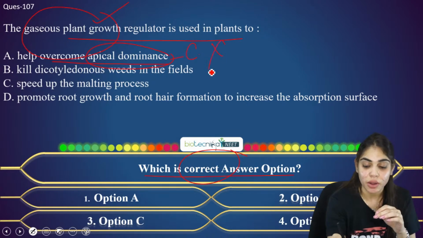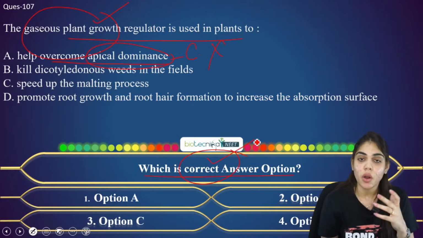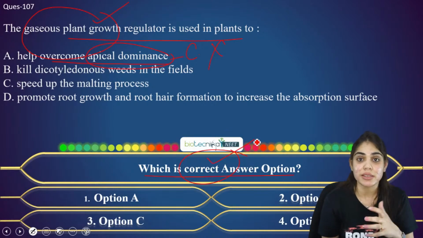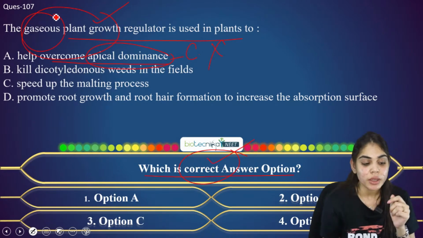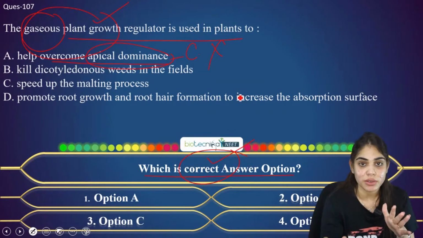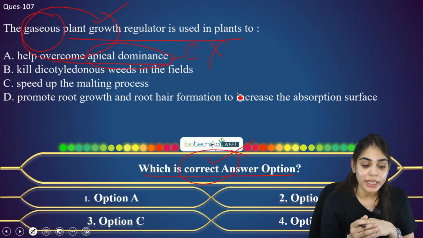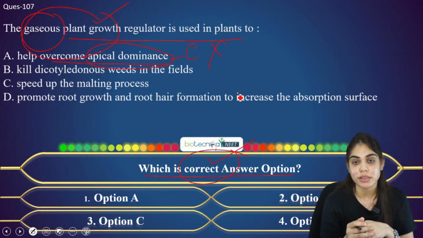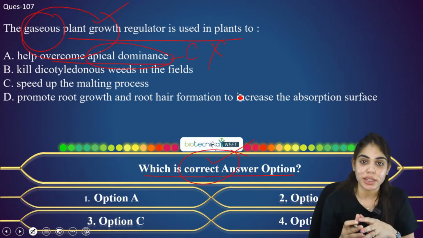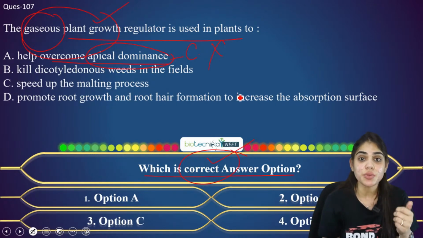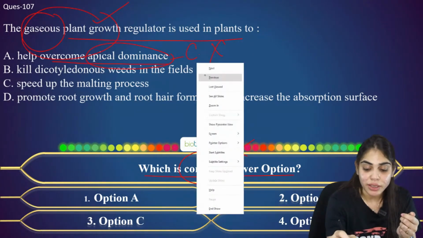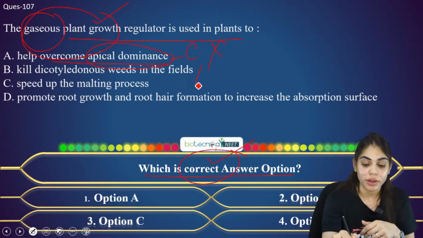So this option is wrong, because we have to select the correct option which signifies the function of the plant growth regulator that is gaseous in nature, and that is ethylene. So this option is wrong for sure. Now let's see the second option. It kills dicotyledonous weeds in the fields. When I was taking the NEET revision series for these plant hormones, I mentioned this: auxin is used as a weedicide. That means it is used for killing weeds. Weeds means unwanted plants. So auxin is used, but not ethylene. So again, this is a wrong option.